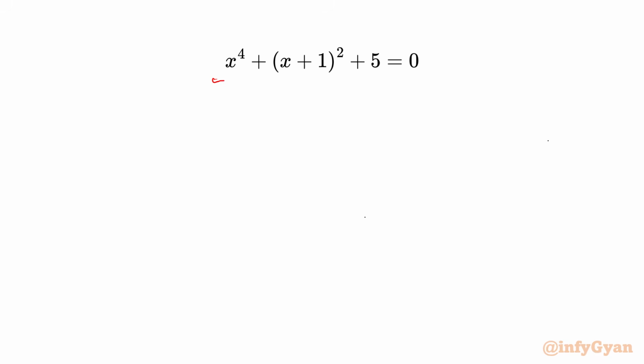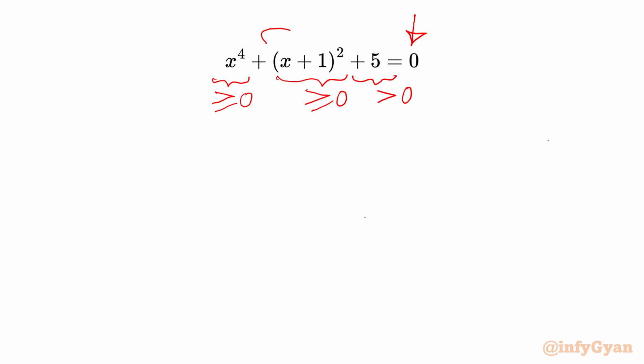We can say x power 4 is always non-negative. For x to be real, x plus 1 whole square is also a non-negative quantity. Here we have plus 5 which is greater than 0. So the addition of these three numbers, if it is equal to 0, one thing is sure, we are going to get all four imaginary roots.